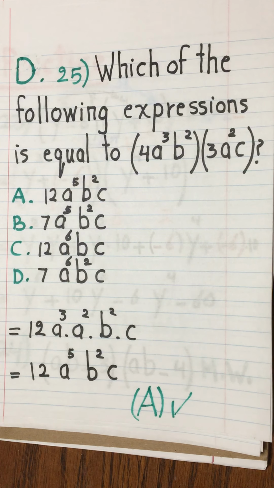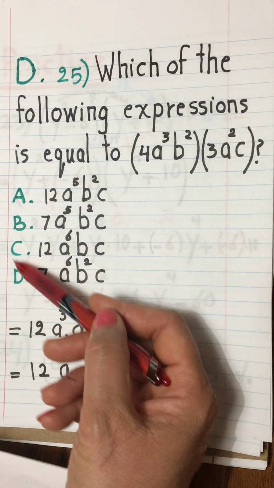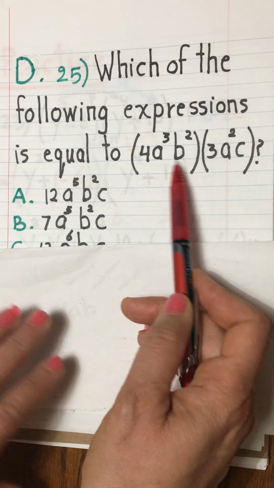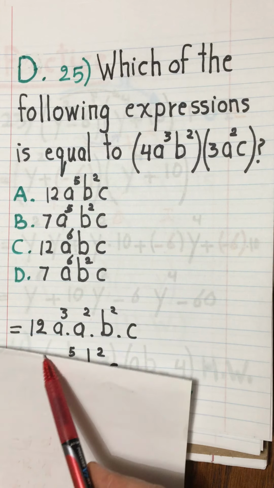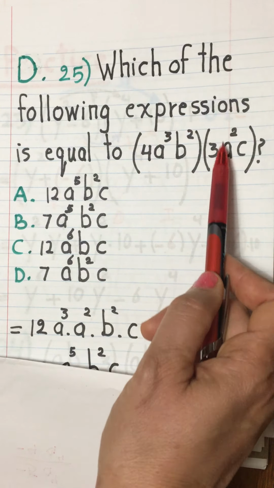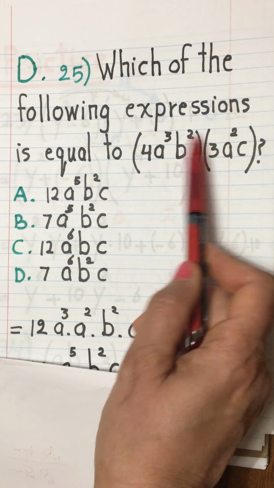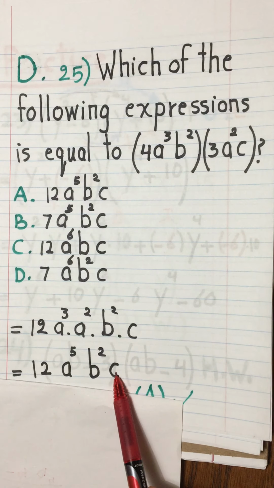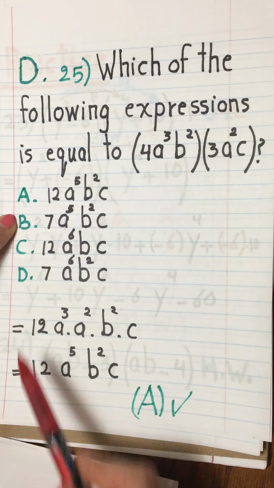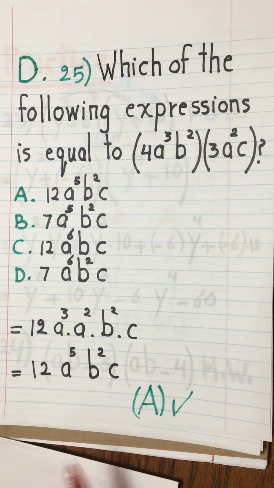25. So I find the answer, which one. You have 4 options. I'm going to multiply these two monomials. 4 times 3, 12. A to the power 3, a to the power 2, I'm going to add up the powers, so a to the power 5, b squared c. If I look, A is the correct answer.